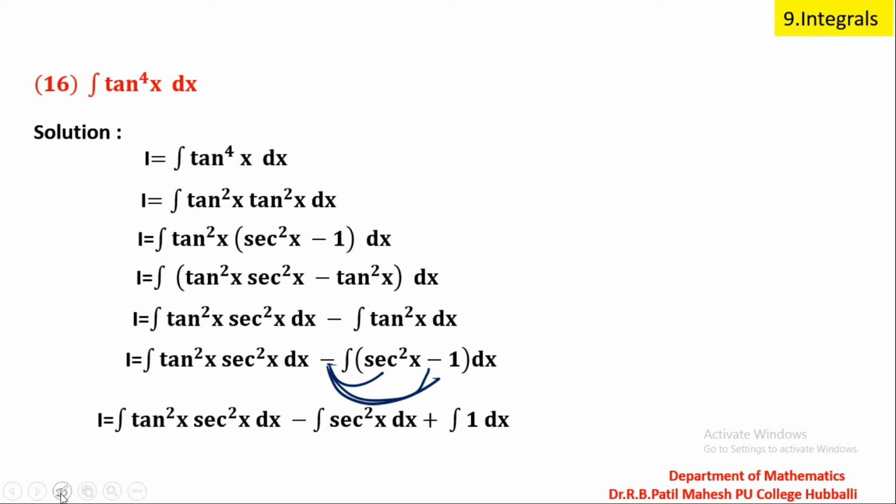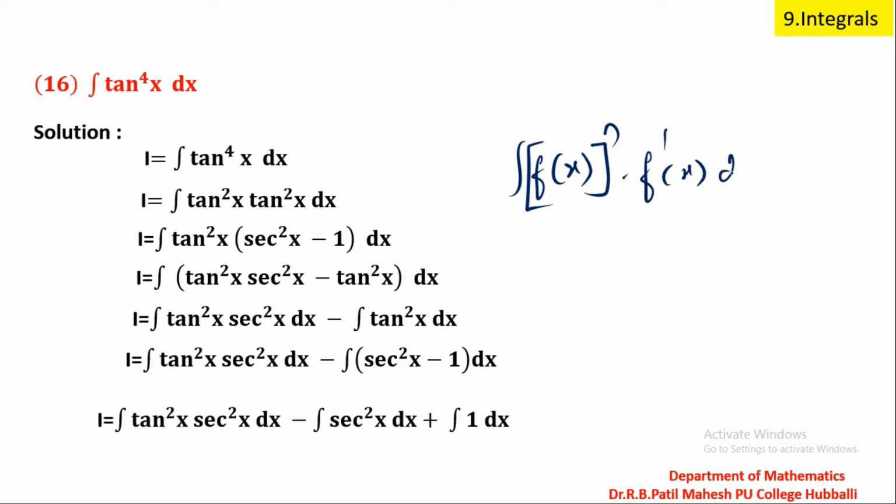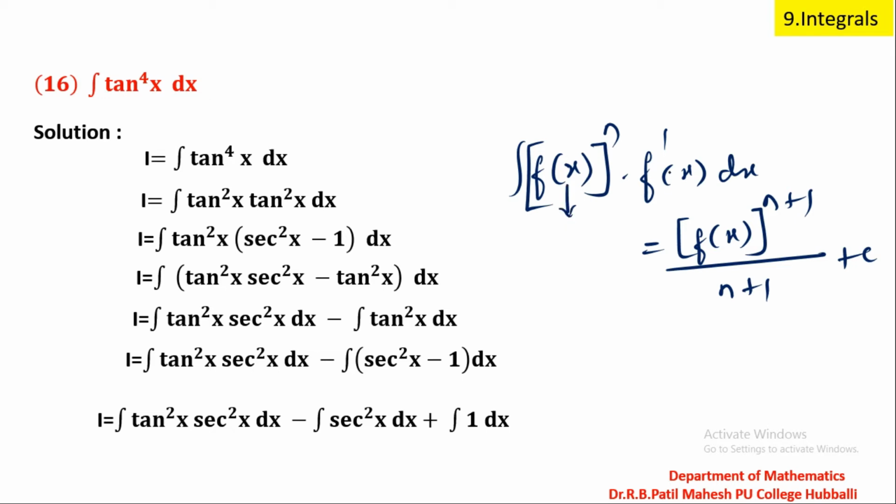In the next step I just want to recall, there is a property or theorem in integration by substitution. Integration of f of x to the power n into f dash of x dx is equal to f of x to the power n plus 1 divided by n plus 1. This is a theorem in substitution. It means that if a function is here and its derivative you can see in the integrand, then you can follow integration of f of x to the power n into f dash of x dx is f of x to the power n plus 1 upon n plus 1.